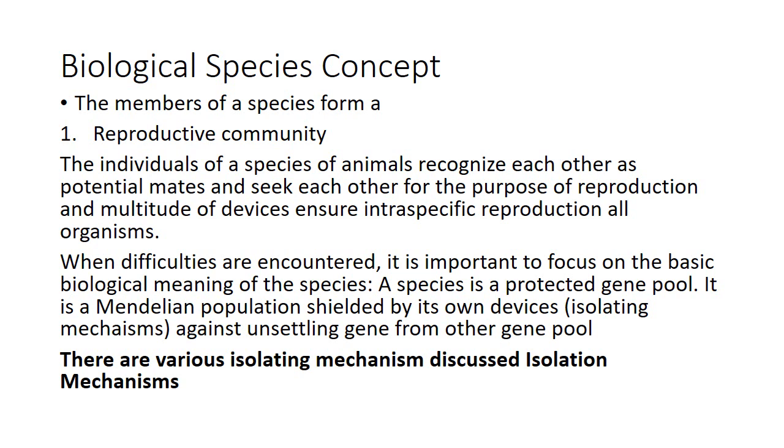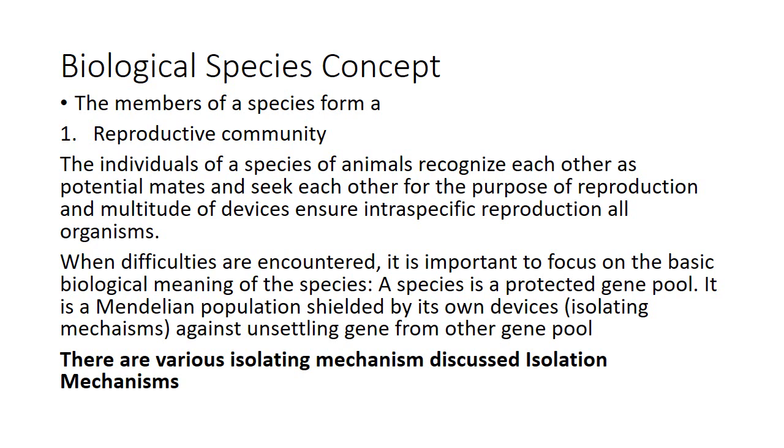Biological species concept. The members of a species form a reproductive unit, in which we say that the genetic cohesion is considered while defining a species. The individuals of a species of animals recognize each other as potential mates and seek each other for the purpose of reproduction, and a multitude of devices ensure intraspecific reproduction in all organisms. It means that there are a number of mechanisms which confirm the isolation of two different species.